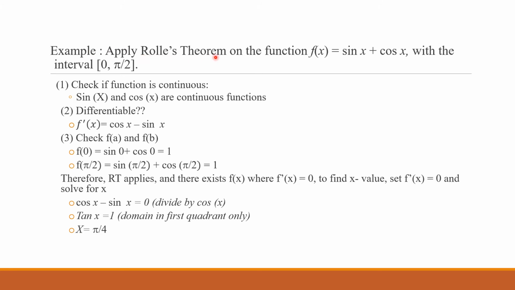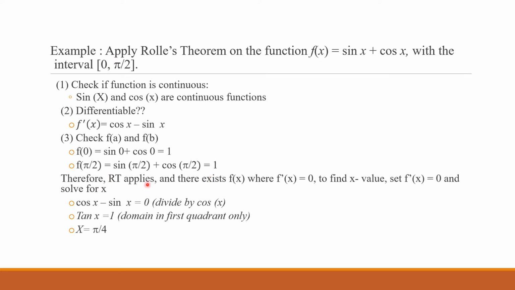Again, another example that tells me to apply Rolle's theorem to this function within the interval from 0 to pi over 2. First, I need to check if it is continuous. If you just look at the components of the function, which are sine x and cosine x, each one of them is continuous, so this function is also continuous. Are they differentiable? Let's differentiate and see. If I differentiate the function, it will be cosine x minus sine x. Again, both of them are differentiable. Let's check f of a and f of b. So f of 0, the starting point of the interval given, equals 1. F of pi over 2, which is the end point, again 1.